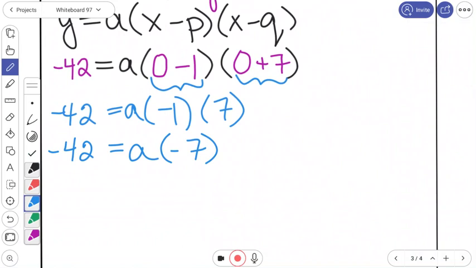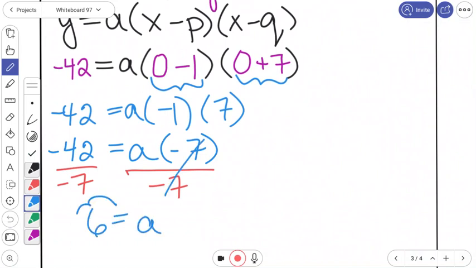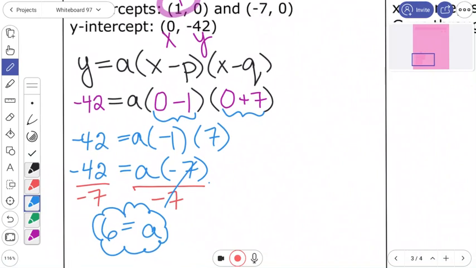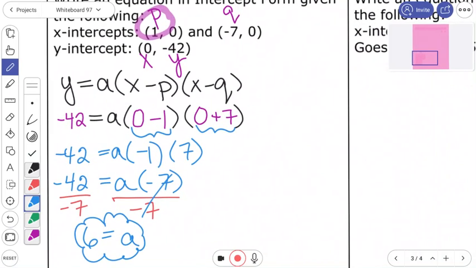Now, I don't want A times negative 7. I just want A. So we've got to divide both sides of our equation by negative 7. And that gives us our A value of positive 6. That was step 3. That's the most math that you're going to have to do for this, okay? The most number crunching that you're going to have to do, right? So we solved for A.